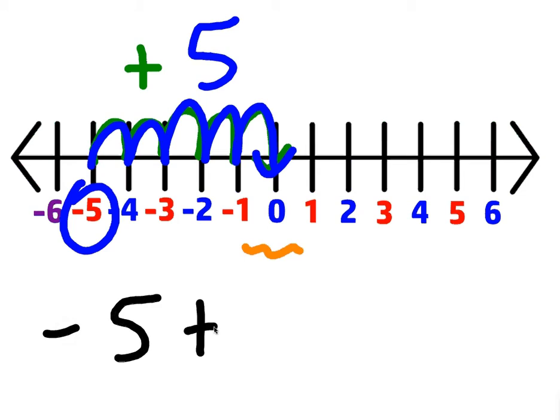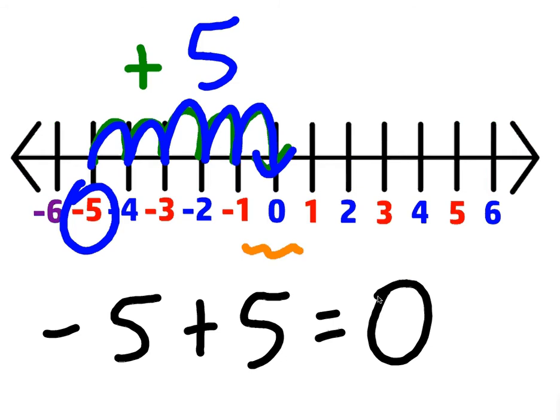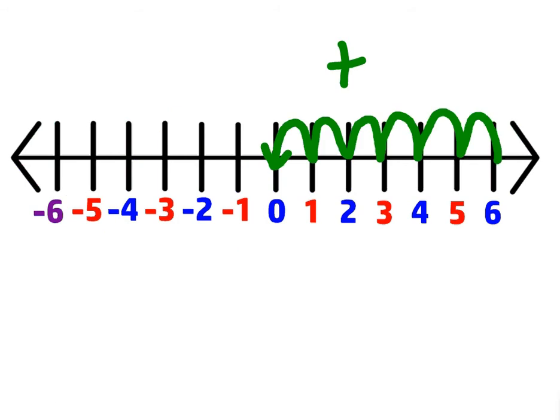Let's write that out. And again, if we think about money, if you are $5 in debt, which would represent the negative 5, but then somebody gives you $5, that would give you enough to pay the person back, and you wouldn't owe anybody anything, right? So that's the way of thinking about that practically.